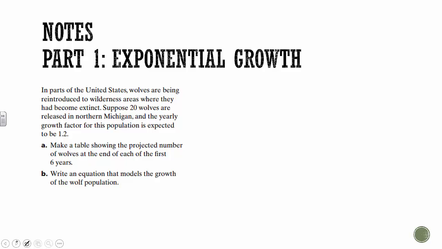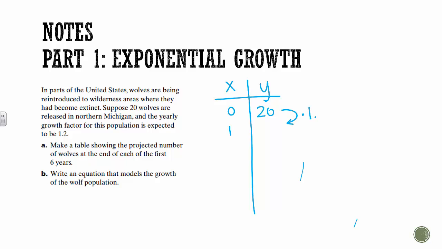So let's say in parts of the United States, wolves are being reintroduced to wilderness areas where they had become extinct. Suppose 20 wolves are released in northern Michigan, and the yearly growth factor is expected to be 1.2. Make a table showing the projected number of wolves at the end of each of the first 6 years. So if we have our x and our y, we start off with 20 wolves. After 1 year, it gets multiplied by 1.2. That's the growth factor. So we're going to take 20, multiply it by 1.2, and you end up with 24 wolves.